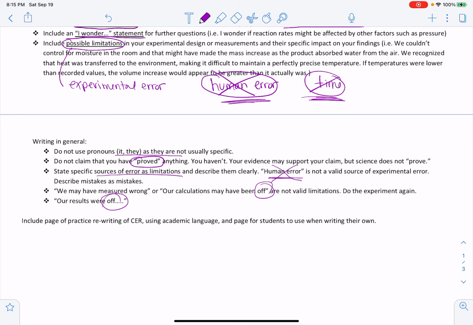So you're going to now look at some examples of this in the next video and see how we're going to actually write a claim, evidence, and reason from some evidence.